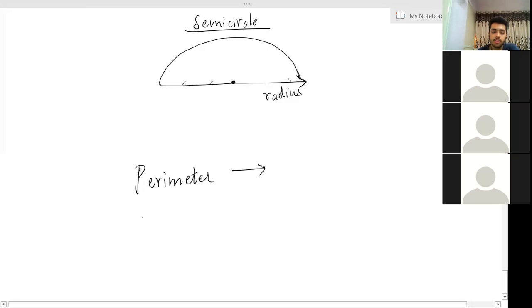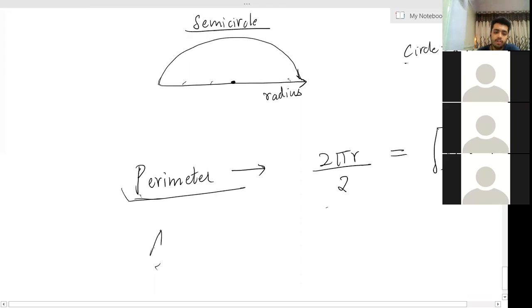What is the formula for the perimeter of a circle? Diameter into pi. Yes, diameter into pi. For a circle, it was 2 pi r. So for a semicircle, this is only half of the circle. So it's going to be 2 pi r by 2 because it's half of the circle, which is equal to how much? Which is equal to pi r. This is the perimeter for a semicircle.